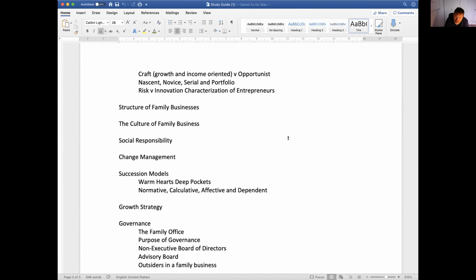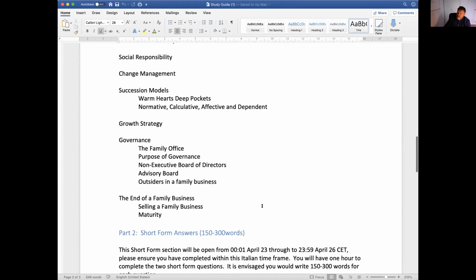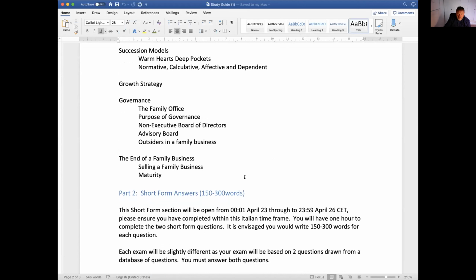Look at the structure of family businesses, the culture of family businesses, social responsibility, change management, succession models, things like the warm hearts, deep pockets model, which I think is an important one for us, normative, calculative, effective and dependent models, growth strategy, governance, importance of the governance, and the end of the family business, which is obviously the material that you'll be doing more or less this week.